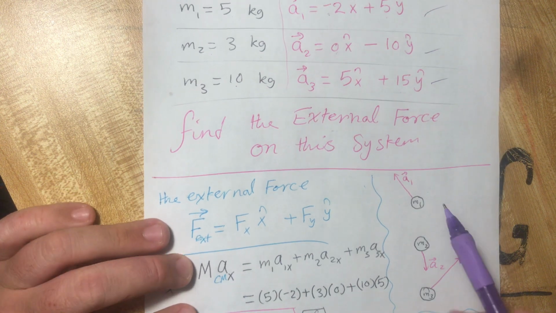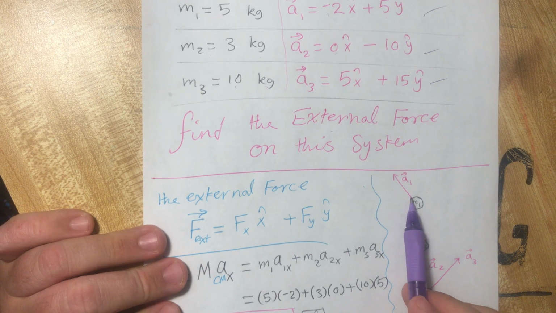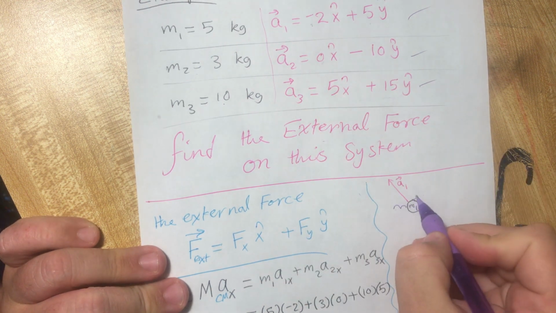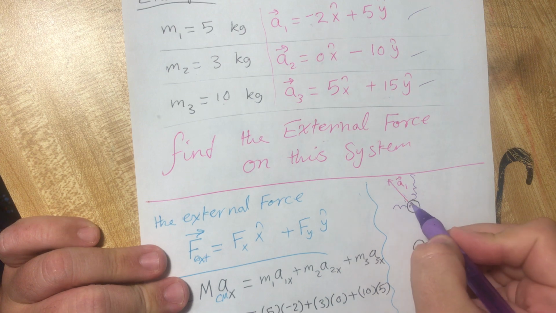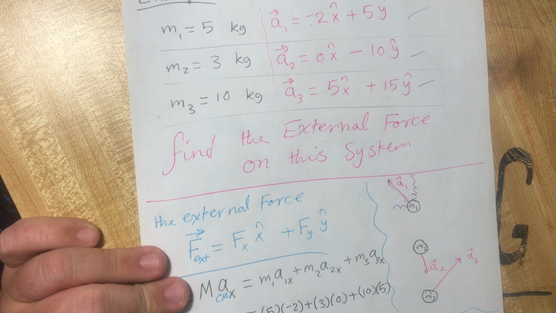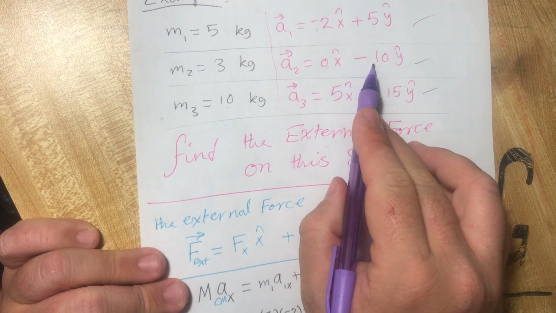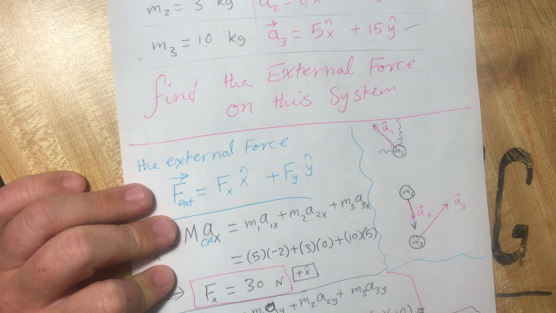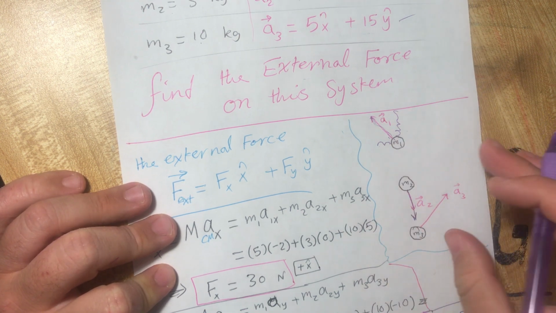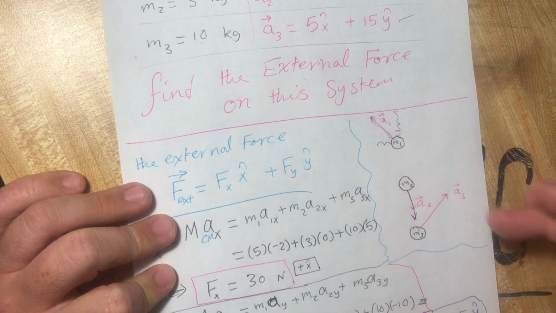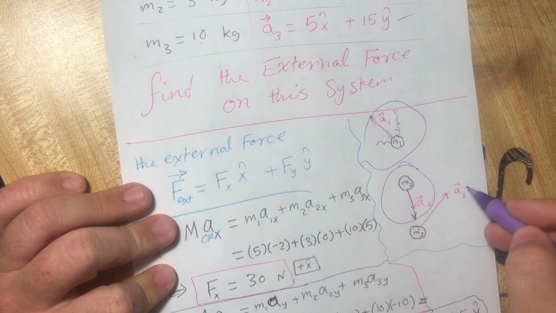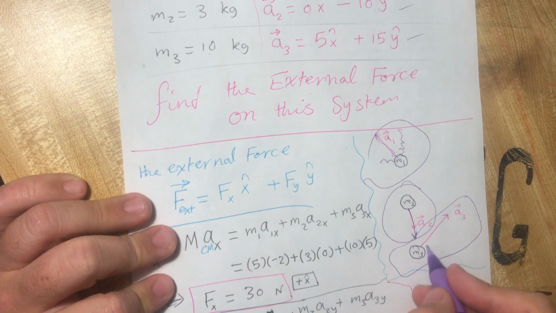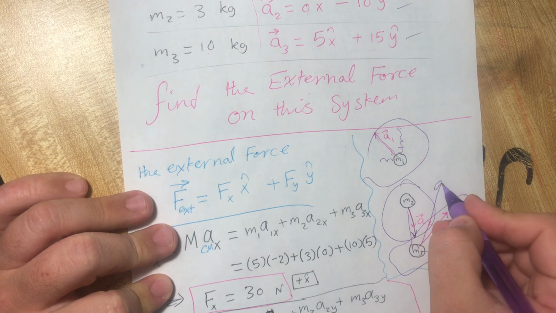Look here at the first body. Its acceleration is -2 in x direction and +5 in y direction. It seems to be in this way. The second body acceleration is -10 in y direction. It is in this direction. I don't know the configuration for the three bodies, but I'm here just to show you the accelerations on each body. This one is also 5 in x direction and 15 in y direction. Maybe it will be in this direction, okay?